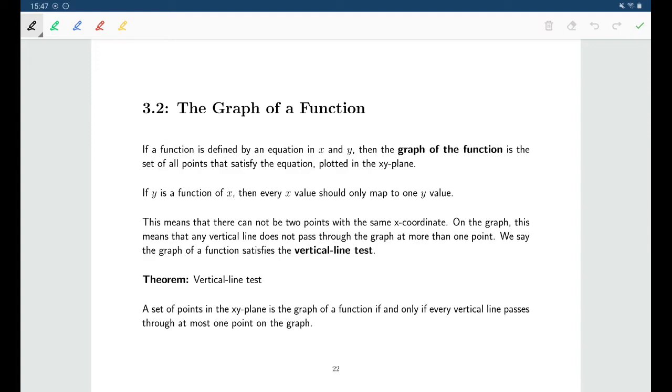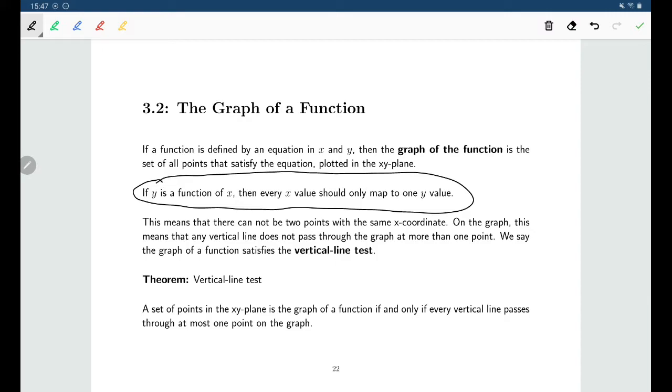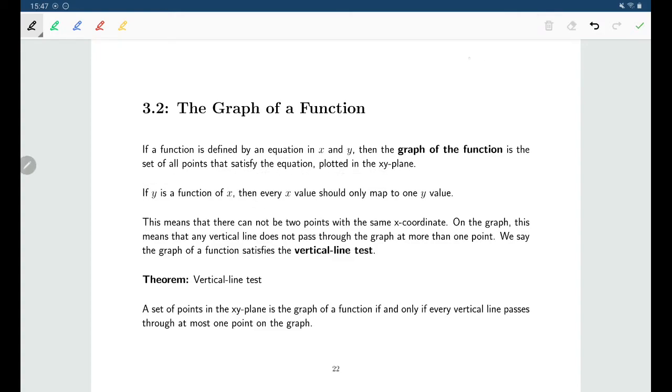The difference that we're interested in here is the difference between what any graph of an equation might look like versus the graph of an equation that's also a function. And this is where we'll need to remind ourselves that for something to be a function, that means that every input value should map to exactly one output value. So every x should match up with exactly one y.